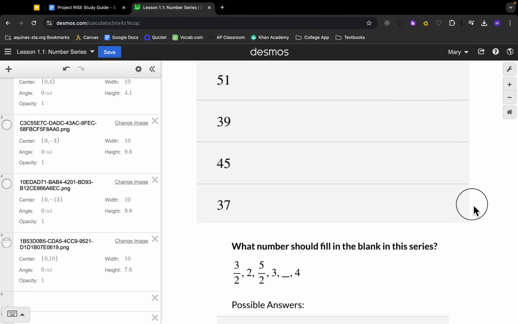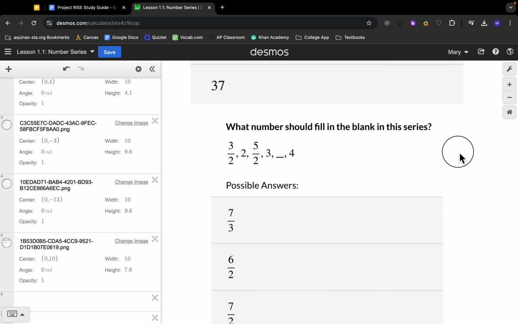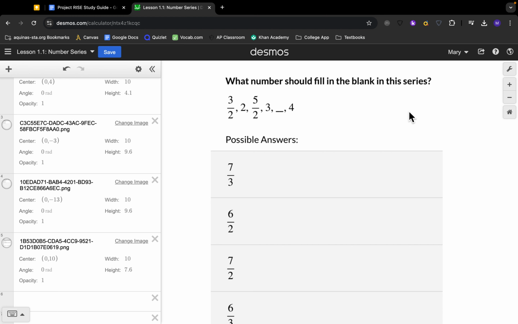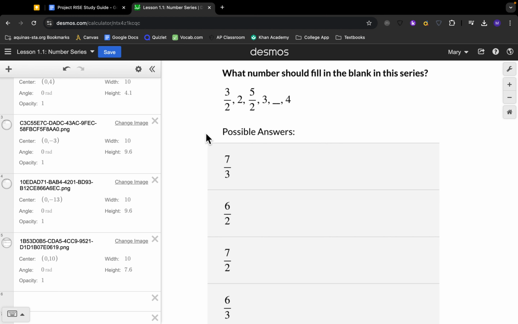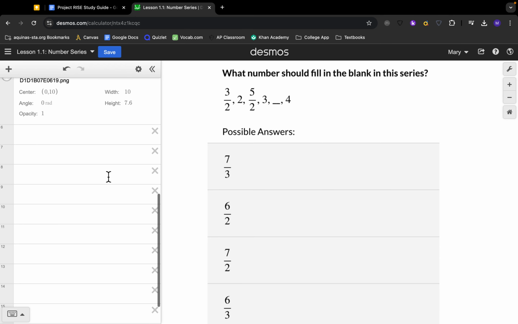So those two were a little difficult, but should be fairly simple for you guys. And here is the last problem for today, for this video, and it's asking what number should fill in the blank in this series. So automatically we see something a little different here because the blank is in the middle of the problem and not at the end, but it is the same methodology to find your answer, so no worries. So we see we're given 3 over 2, 2, 5 over 2, 3, blank, and 4.